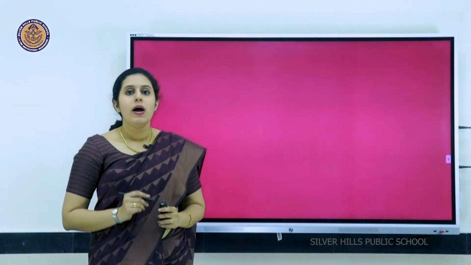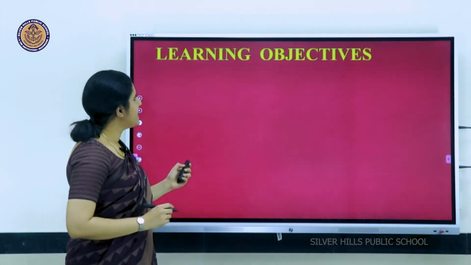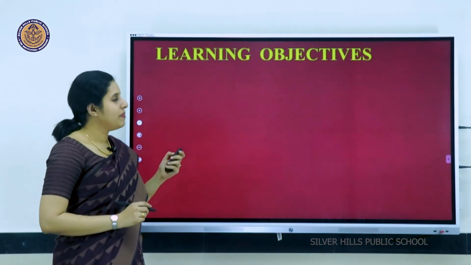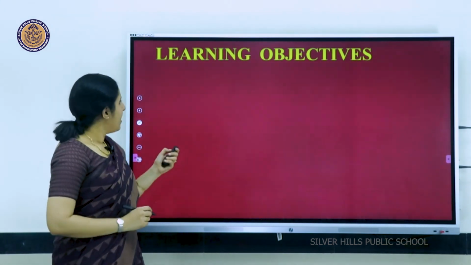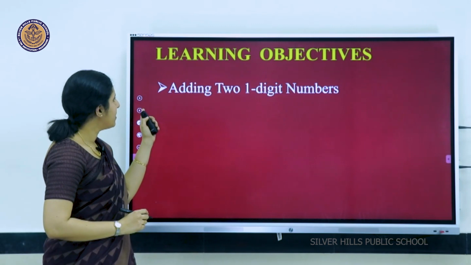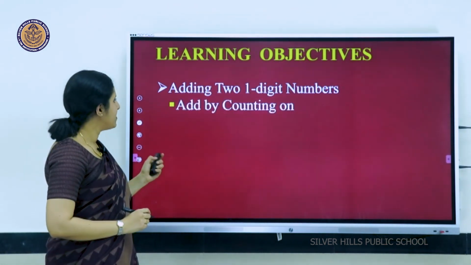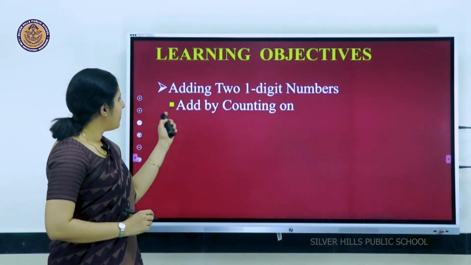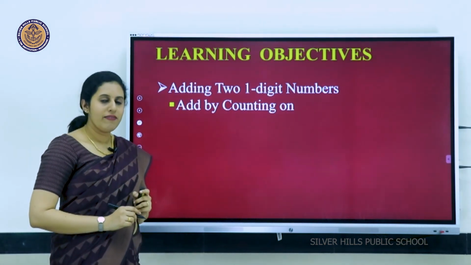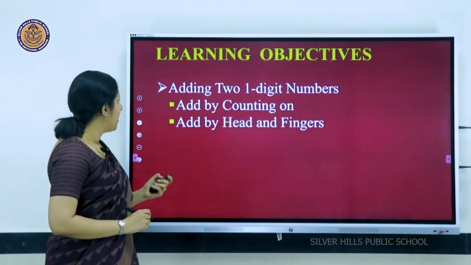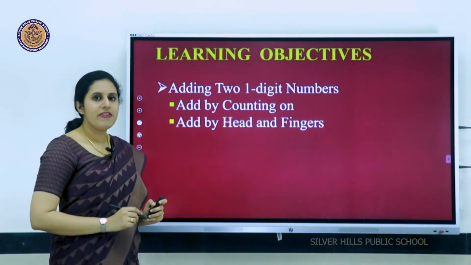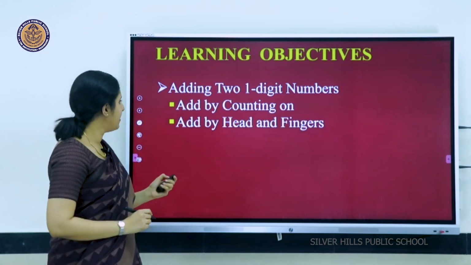With that, we have come to the end of part 1 of the chapter addition and subtraction within 20. Let's revisit the learning objectives. That means let's check if we have in fact learned adding two one-digit numbers. We have seen that add by counting on. You have learned the method? Yes. Add by head and fingers. Yes, that we have learned.